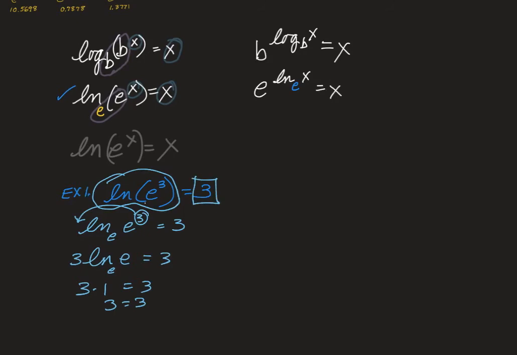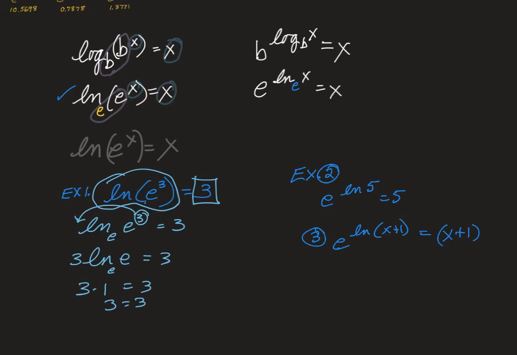Another example of the other rule is example 2. e to the natural log of 5 is 5. Let's do example 3. e to the natural log of x plus 1 equals e to the ln just brings out x plus 1. Parentheses not necessary there.